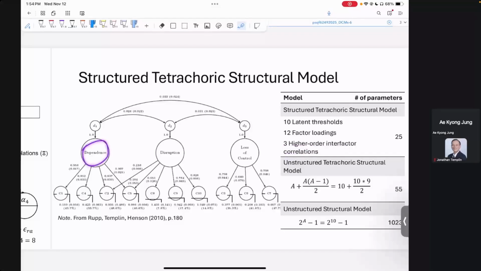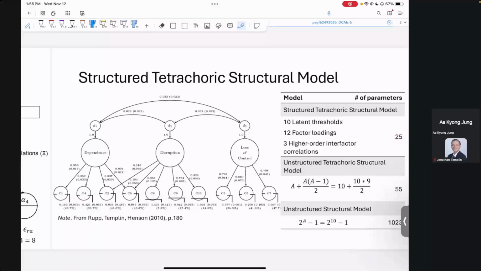And these higher order factors are correlated with each other: 1, 2, 3. We have 3 correlations. So in total, we have only 25 parameters to estimate. This is very much reduced from the unstructured tetrachoric structure model. In the unstructured tetrachoric structure model, we have to estimate all the pairwise correlations. So it was 45 plus 10 thresholds. So we had to estimate 55 parameters, but now we have 25.